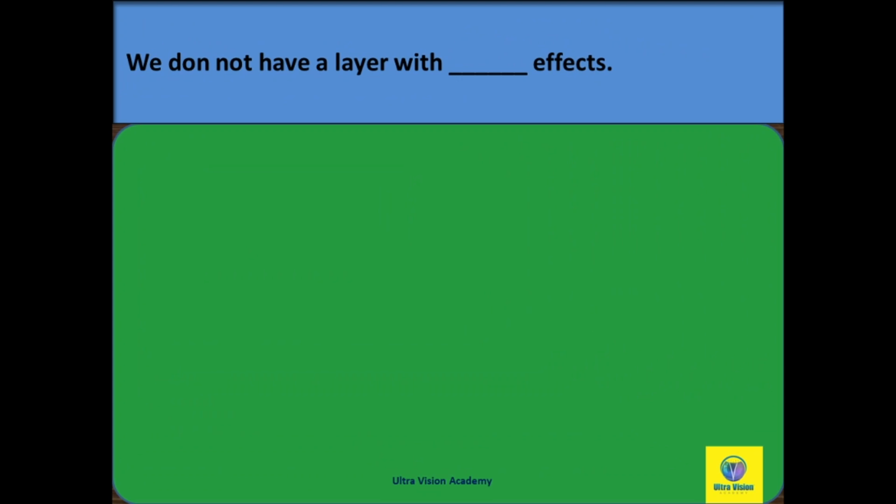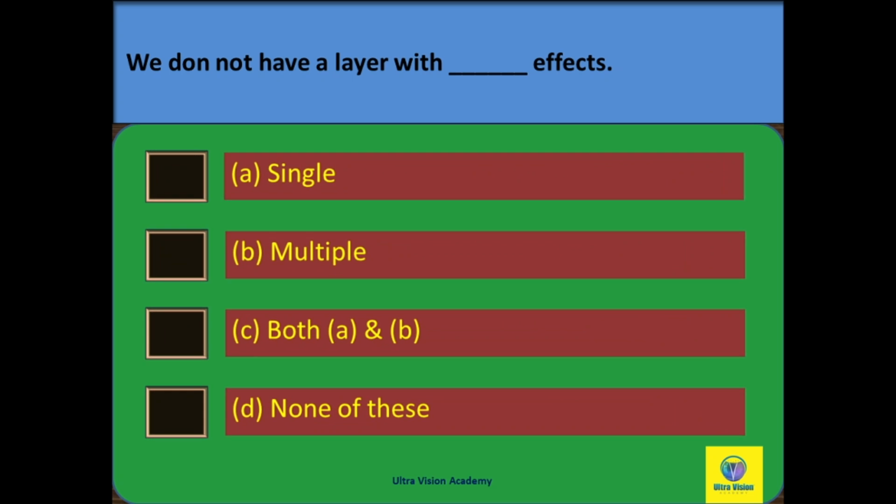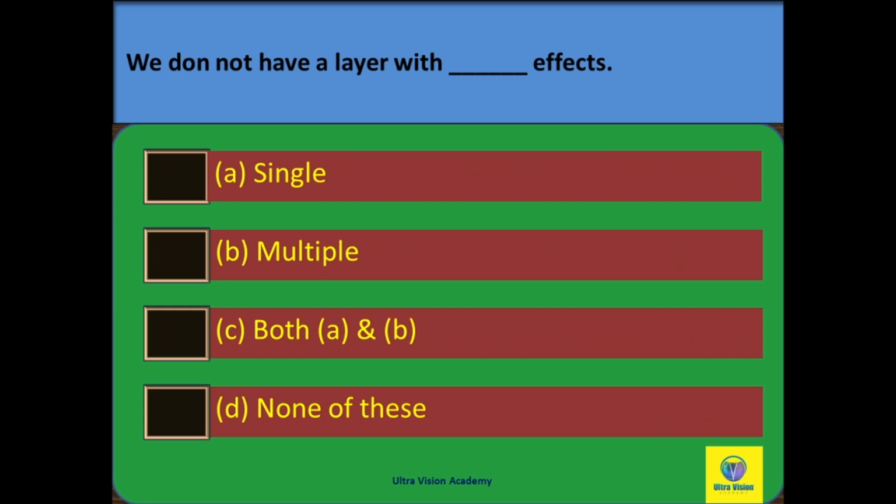We do not have a layer with dash effect. Well, the options are single, multiple, both A and B, or none. And the answer is B, multiple. It means any layer can have only one effect. So you cannot apply multiple effects to a single layer. So the answer is multiple.